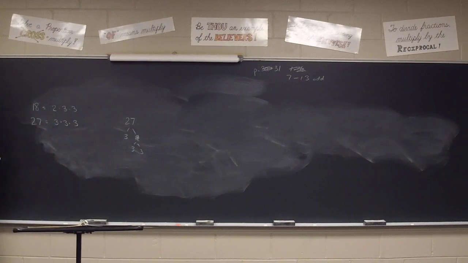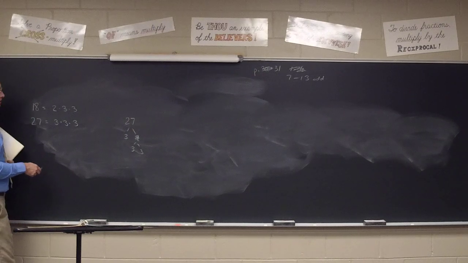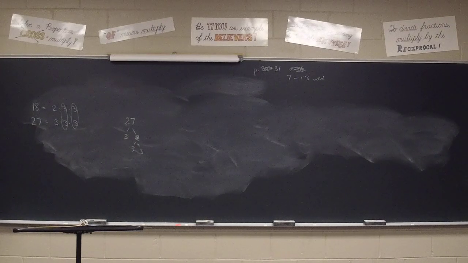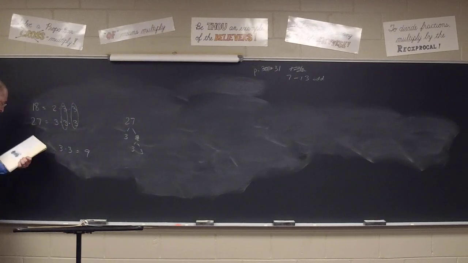There we go. Okay, so what do they have in common now, Bryson? They both have 3. How many? 2. They both have a pair of 3s, so what's the greatest common factor? 3 times 3 is the greatest common factor, which is 9. There we go. 9's our greatest common factor.